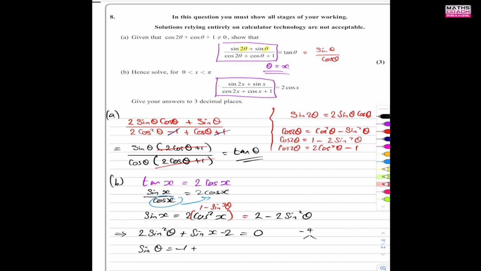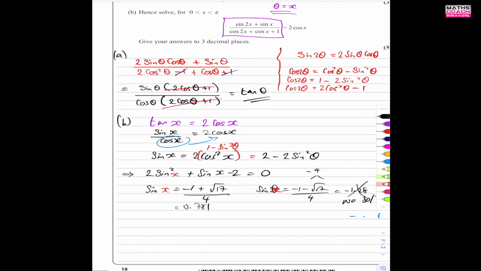So this gives us sine theta equals to -1 plus root 17 over 4, and the second one is sine theta equals to -1 minus root 17 over 4. This one as a decimal is -1.28, which means that it's less than -1. So this one will have no solutions because sine obviously can only go as low as -1. All right, so sine x equals -1 plus root 17 over 4 is valid.